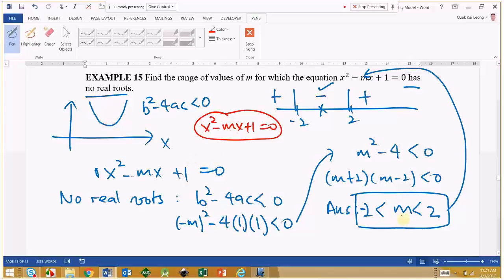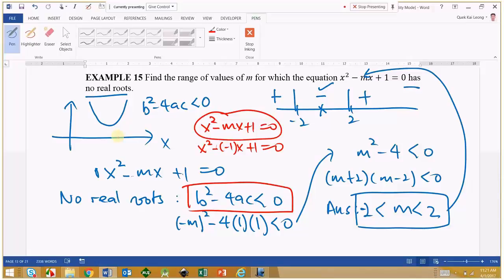I know that my m must be between -2 to 2. So between -2 to 2, I can choose my m to be -1. So if my m is -1, this quadratic graph will never cut the x-axis. You can plot this graph out and double check it's correct. As long as your m is between -2 to 2, you substitute into here, this quadratic graph will never cut the x-axis, because we started from b squared minus 4ac is less than 0. That means it will never cut the x-axis. That is the significance of the result.